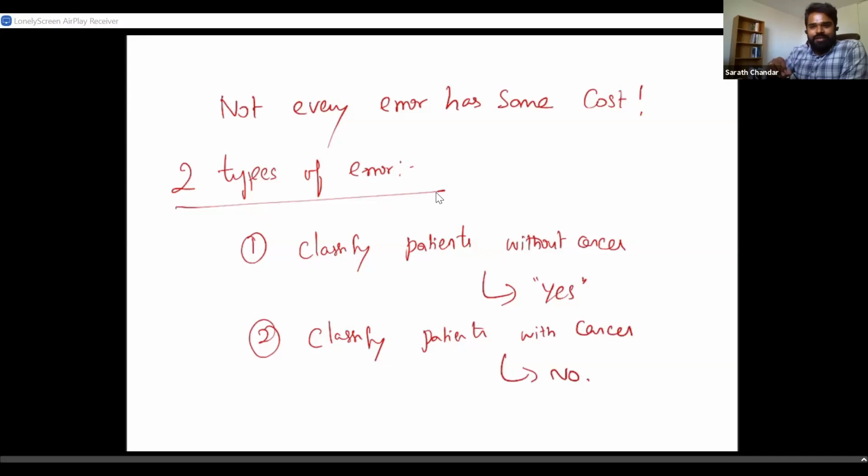Okay, so maybe let's try a poll. Which one of these two errors is more dangerous? I'm going to do a template poll. A for the first type of error, B for the second type of error.